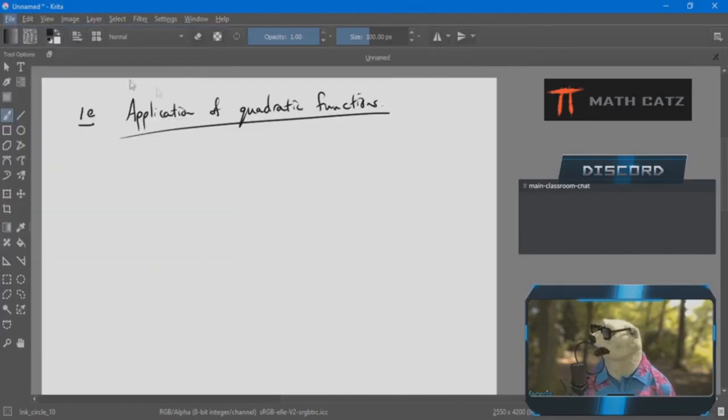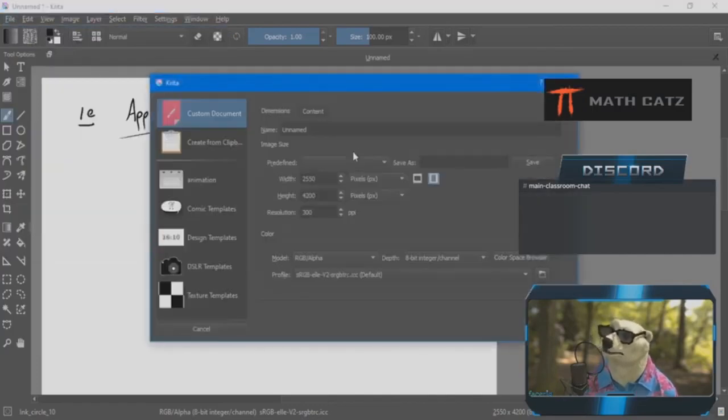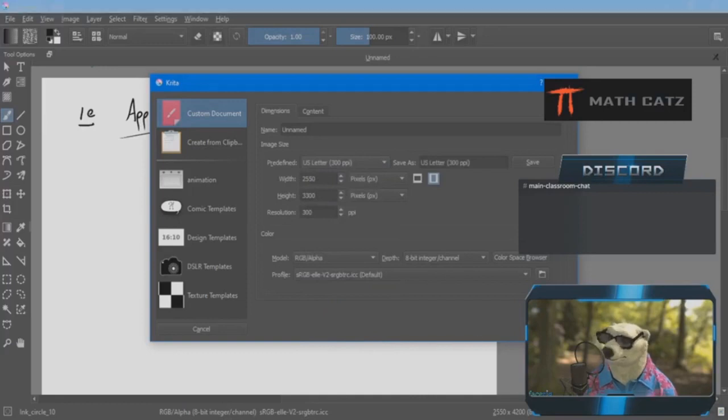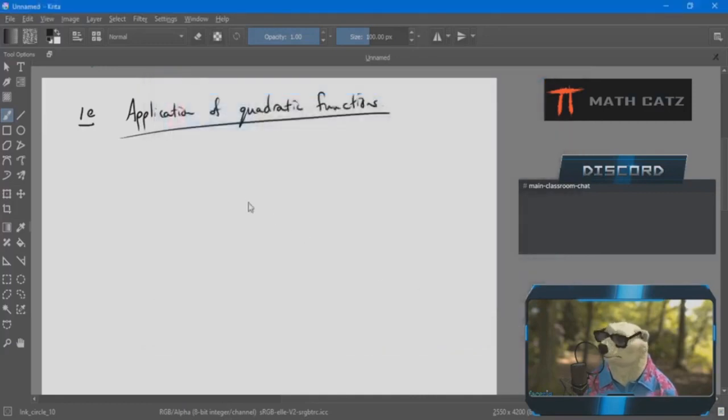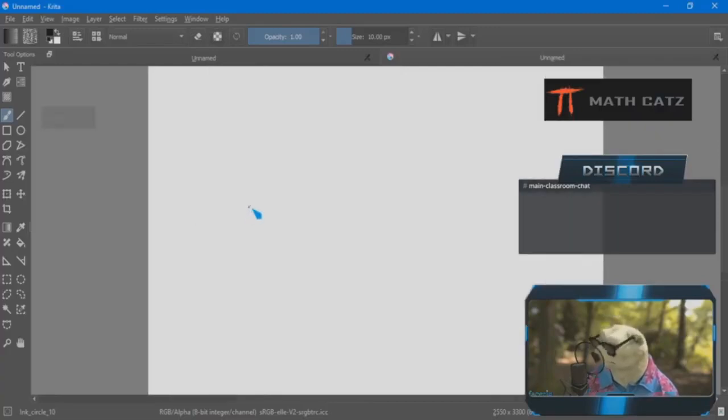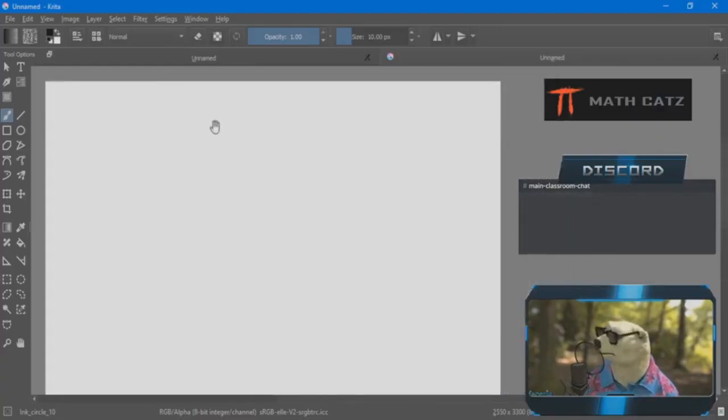I need to make a new page for my problem here. Everything is so slow today with my computer. It's not interested in quadratic functions. Well, you have to be. No choice. Okay, so I'm going to do problem 1.7, number 1.